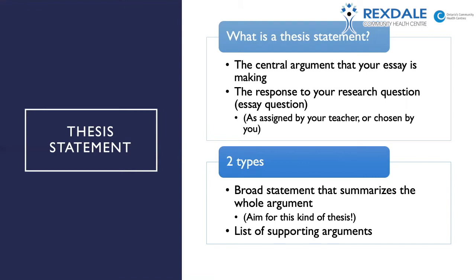There are two ways to format a thesis, and we'll show some more detailed examples of these as well. The first type is a broad statement that summarizes the whole argument. This is the kind of thesis that you really want to aim for. It shows a little bit more depth of analysis and shows that you've thought about the topic as a whole, as opposed to the second type of thesis, which is just listing your supporting arguments, essentially putting your roadmap as part of your thesis.